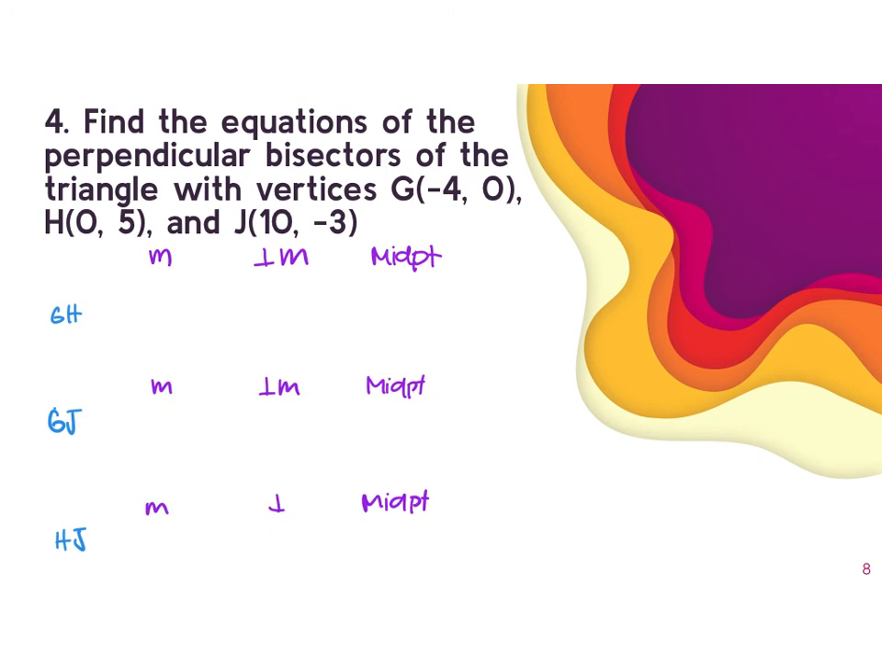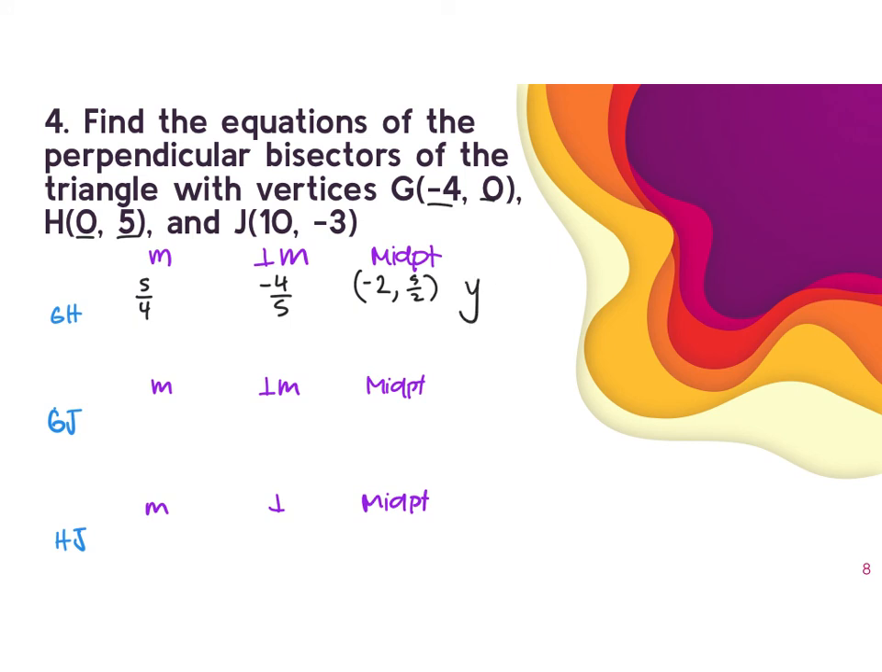For GH, for our slope, we're going to do 5 minus 0 to get 5, and then 0 minus -4, which is 4. The opposite reciprocal is -4/5. Our midpoint, we're going to add those x's. -4 plus 0 is -4. Divided by 2 is -2. 5 plus 0 is 5. Divided by 2 is 5/2.